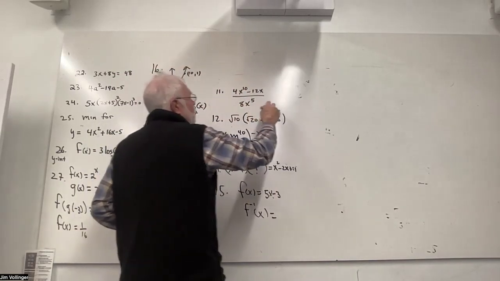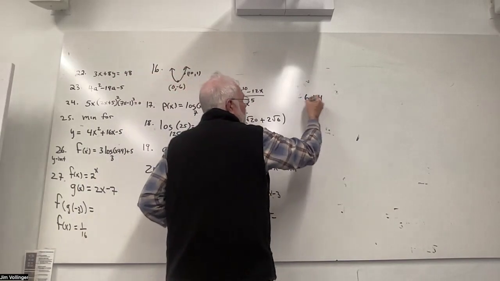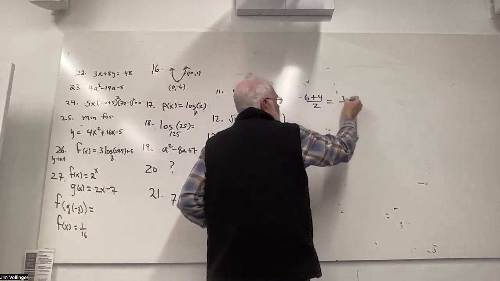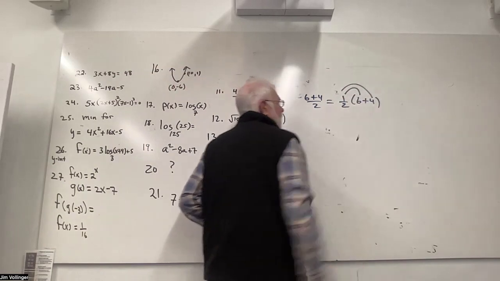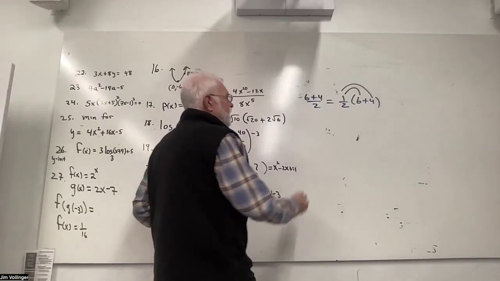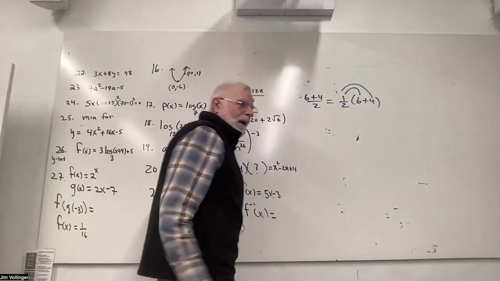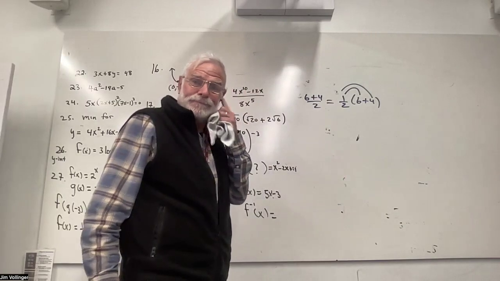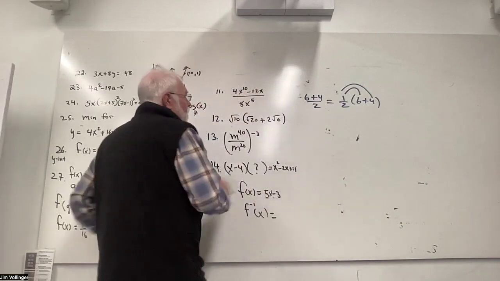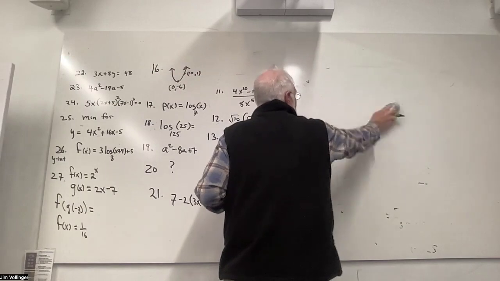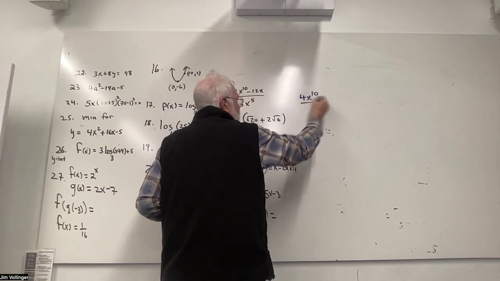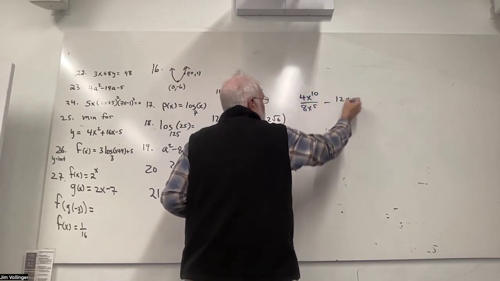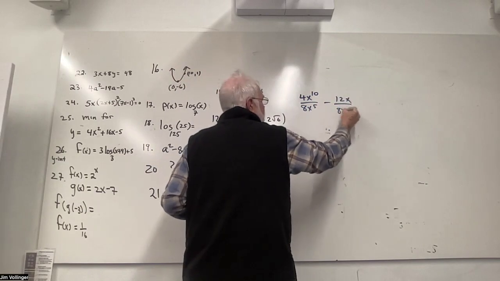If you are going to take 6 + 4 and cut it in half, what you're basically doing is cutting in half 6 + 4. And you would distribute that multiplication, which means that there's really a distributive property of division. So this fraction should be written as two fractions: 4x to the 10th divided by 8x to the 5th, and also minus 12x being divided by 8x to the 5th.